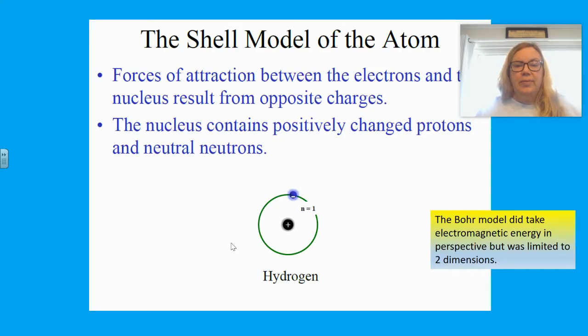So with that being said, the shell model of the atom, and this is going back to basically the Bohr model, the Bohr model did take electromagnetic energy into perspective, but he was limited to only 2 dimensions. And we know that, but it's a great way to explain things, as much as I sort of dislike using the Bohr model. However, the forces between the electrons and the nucleus result in opposite charges, because we know the nucleus has an overall positive charge, and then the electrons are negatively charged. The nucleus contains those positively charged protons along with the neutrons, but the neutrons have no effect on the charge, and then we have the electrons obviously surrounding.